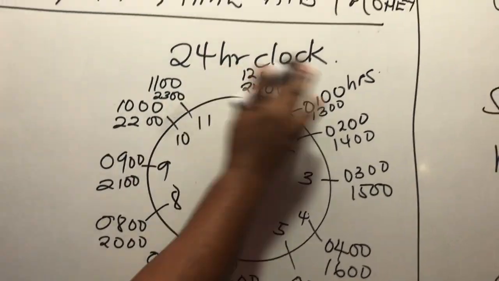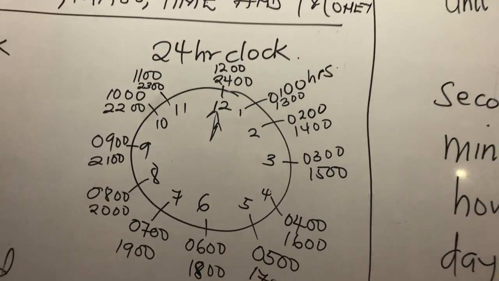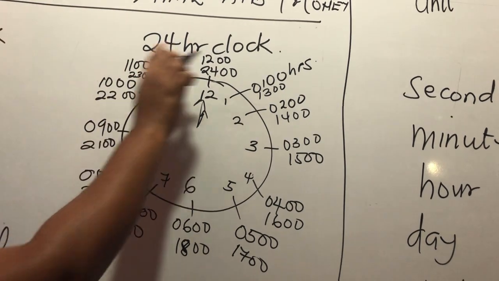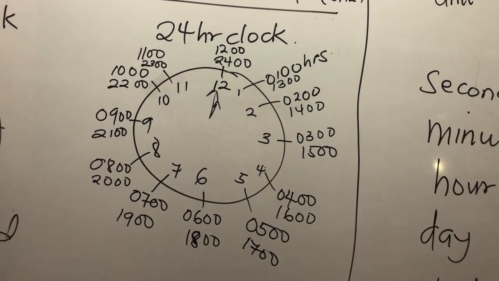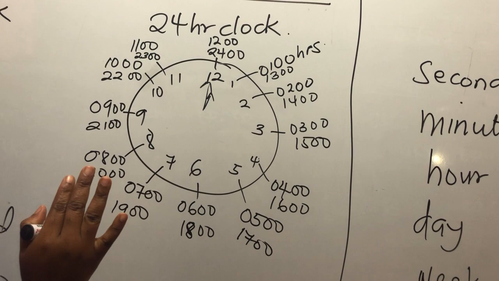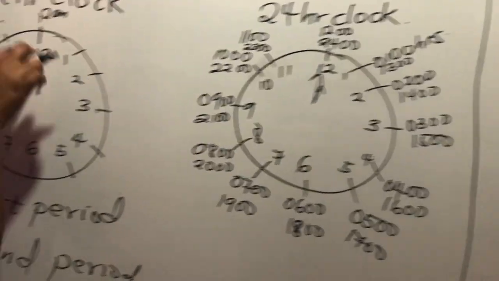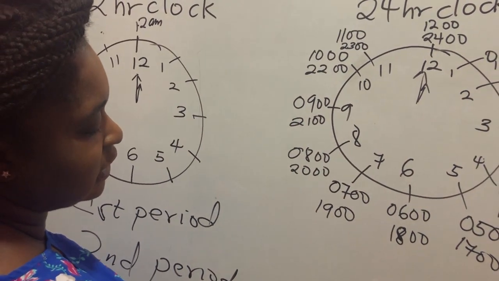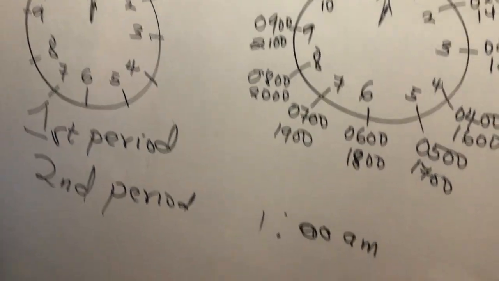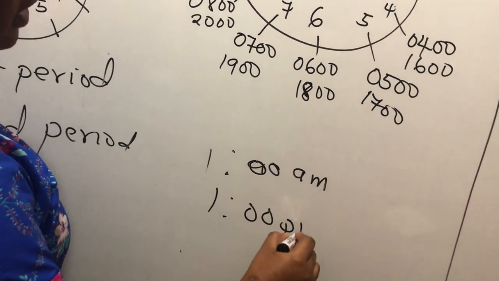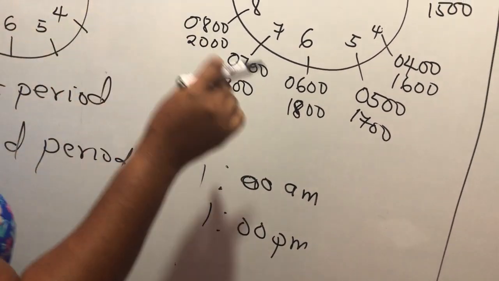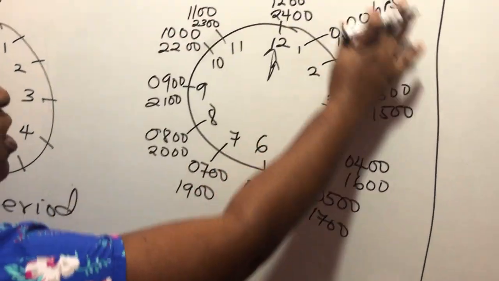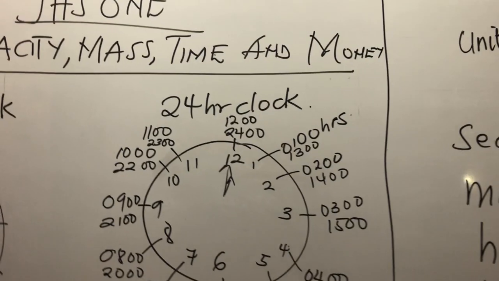Now, with a 12-hour clock, the difference starts when it hits 12 noon. Now you can see that for the 24-hour clock, the times are written in 4 digits. Unlike the 12-hour clock, where you only have, what is the time? 1 a.m., like this, or 1 p.m. But for the 24-hour clock, you have to have 4 digits. So you can see that all my times here are in 4 digits.